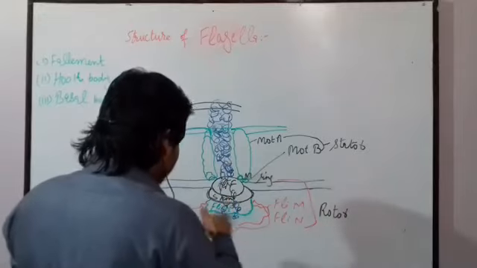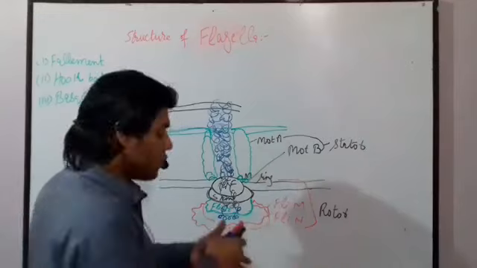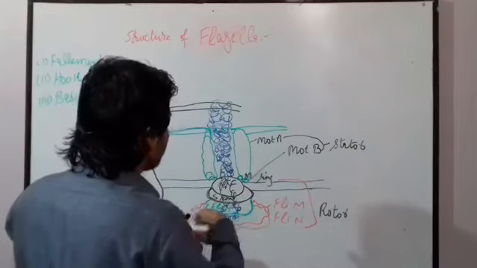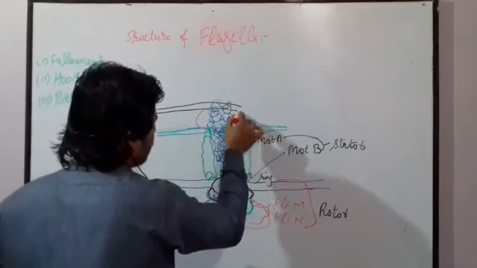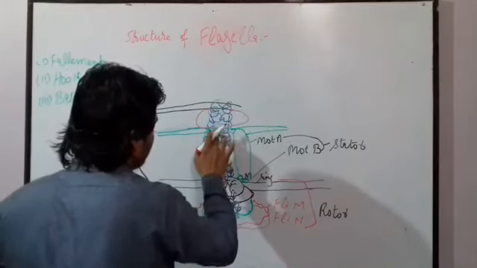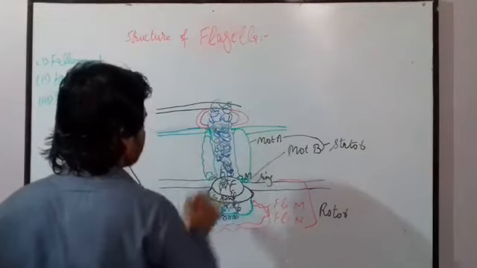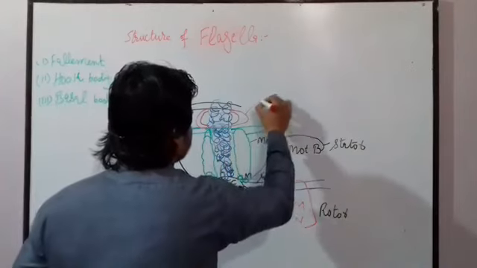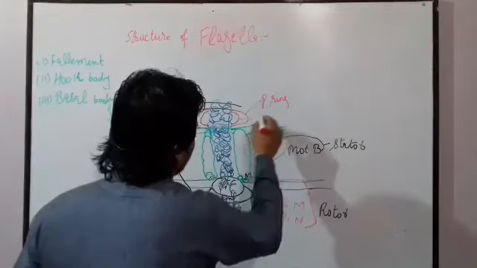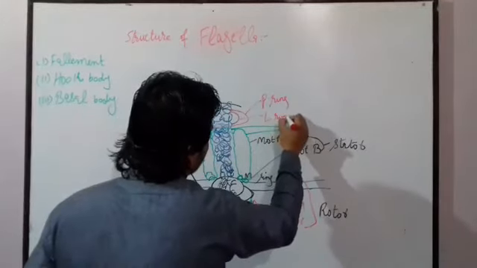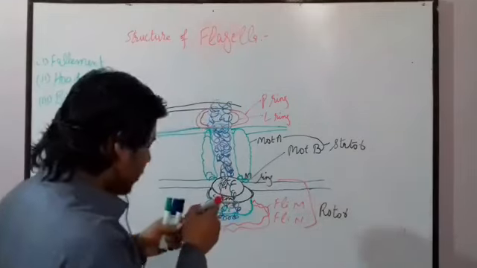After this hollow tube, or rod, is formed, it will be connected to another two rings. So let me draw. The first ring we call the P ring, and the second we call the L ring. Now once the P and L rings are formed, what actually happens?